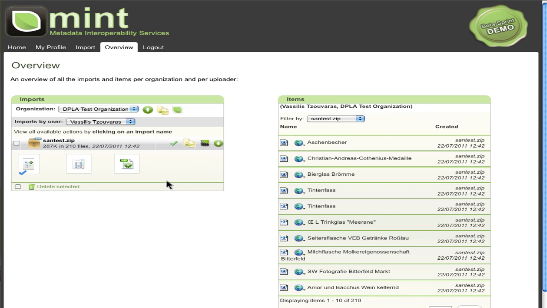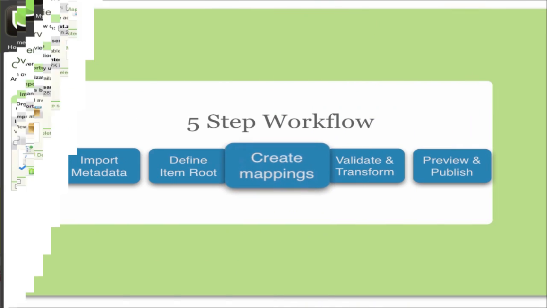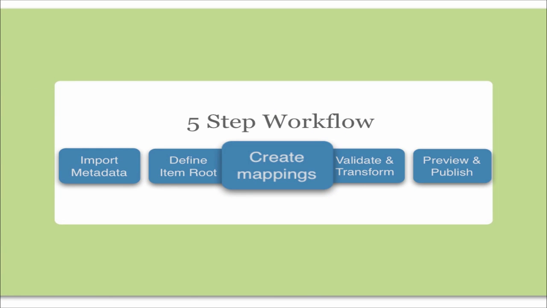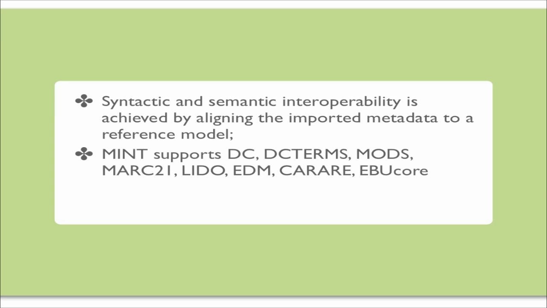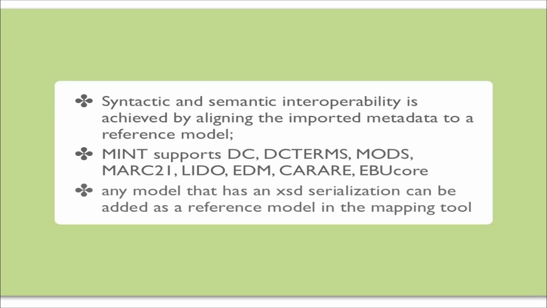Having defined the item root, I'm ready to create the mappings between my schema and the target schema. At this step, users are asked to provide the semantics of the imported metadata by mapping the input schema to a target schema. Depending on the imported cultural content, I can select the appropriate reference model. We are currently supporting DC, DC Terms, MODS, MARC 21, LIDO, EDM, CARARE, EBU Core. However, any model that has an XSD serialization can be added as a reference model in the mapping tool.